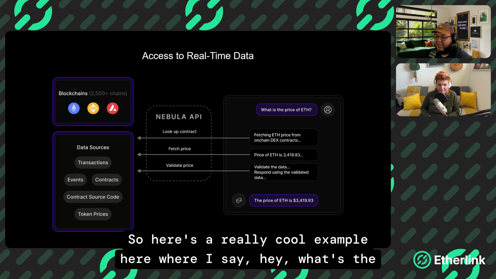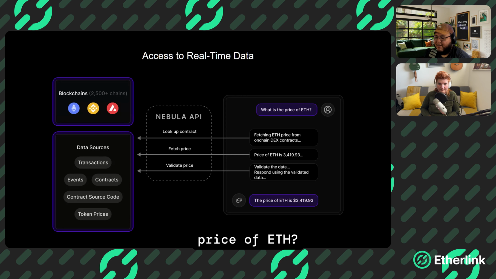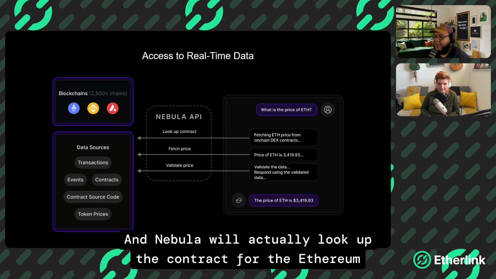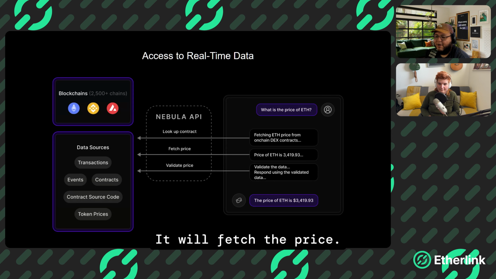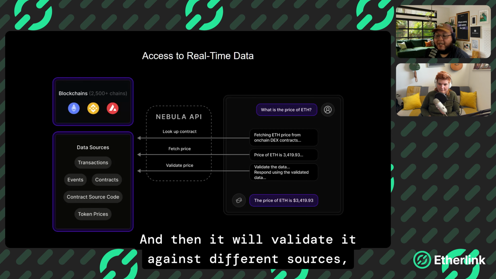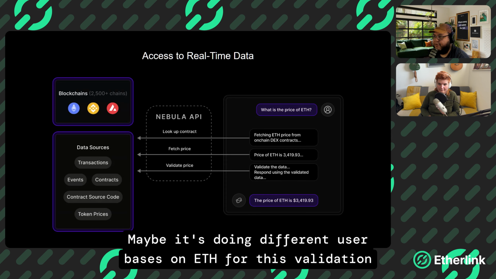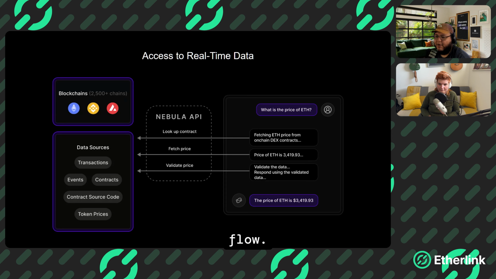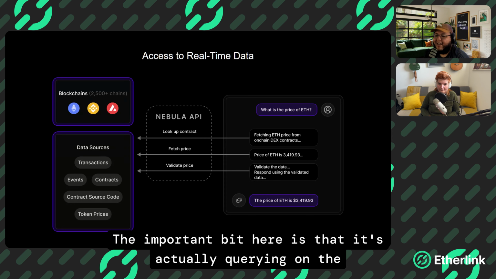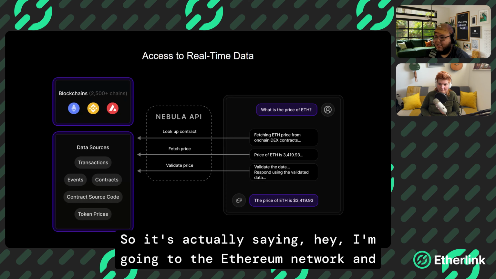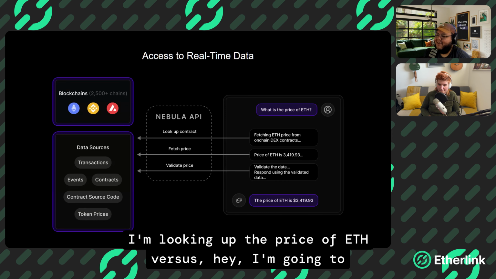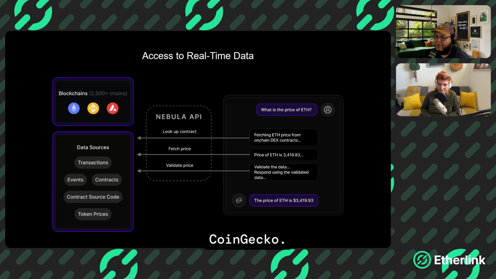Here's a really cool example where I say, hey, what's the price of ETH? And Nebula will actually look up the Ethereum contract. It will fetch the price, and then validate it against different sources, maybe looking at different user bases on ETH for this validation flow. The important bit is that it's actually querying the blockchain. It's saying, I'm going to the Ethereum network and looking up the price of ETH, versus going to CoinGecko and looking up the price of ETH.